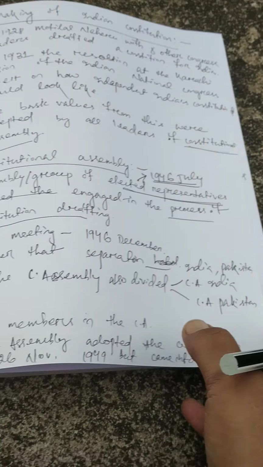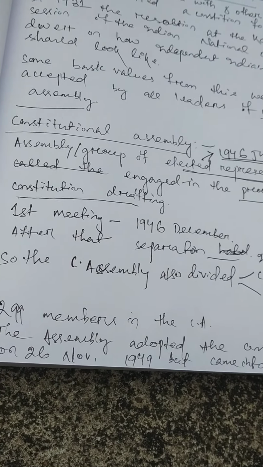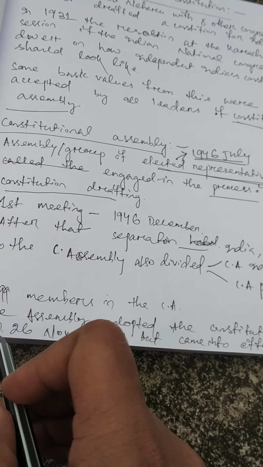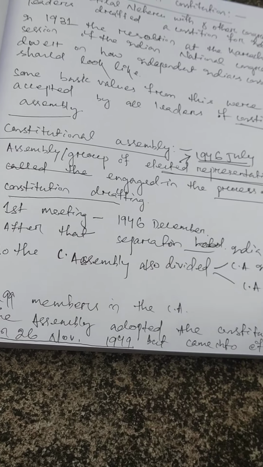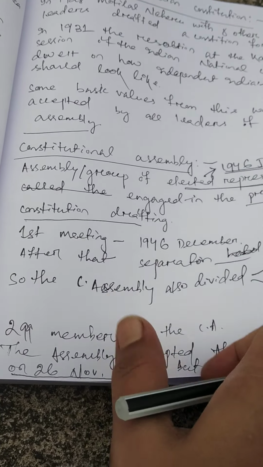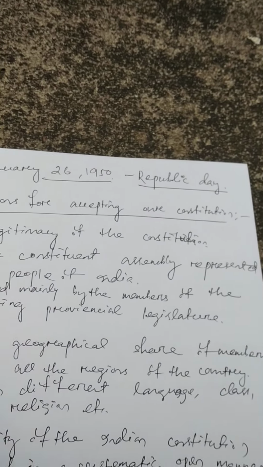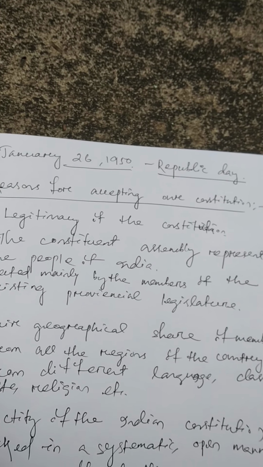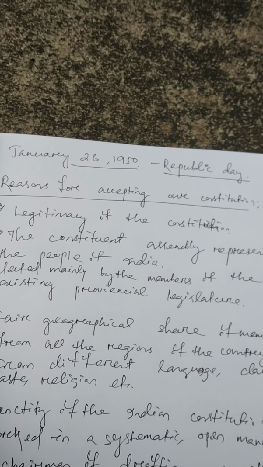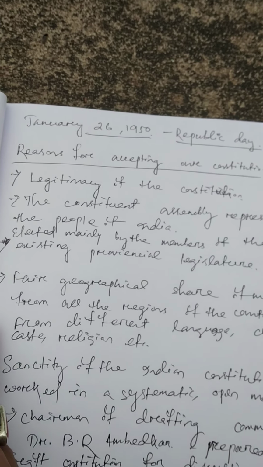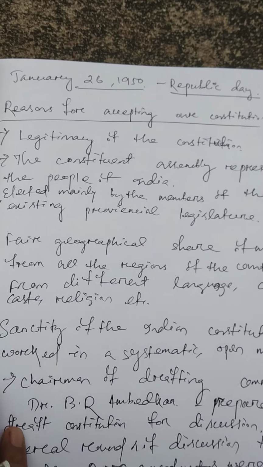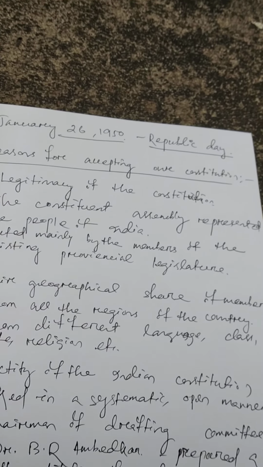January 26, 1950, is what we know as Republic Day. The Constituent Assembly drafted the Constitution and it was adopted on 26 November 1949, but it came into effect on 26 January 1950, known as Republic Day. Every year, on January 26, we celebrate Republic Day to mark the Constitution's coming into effect.